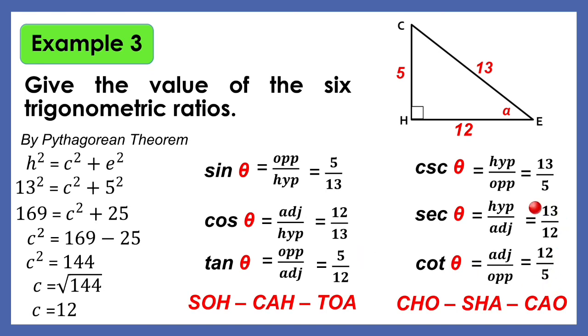Ayan, recheck natin. Hypotenuse, that is 13, adjacent 12. So, 13 over 12. Sa cotangent, adjacent is 12, opposite is 5. So, 12 over 5. Ayan. So, madali lang siya. Dahan-dahanin lang ang pagkuha ng ratio para hindi malito.